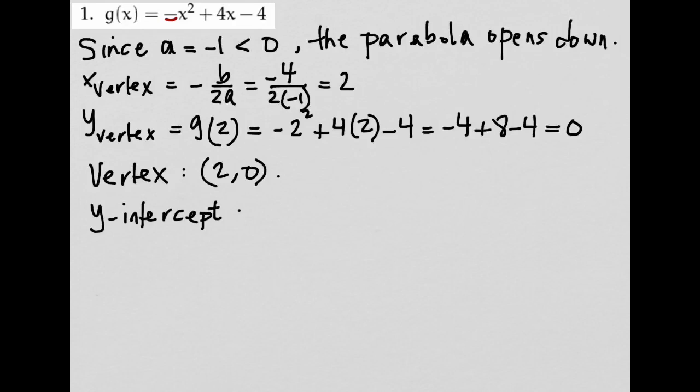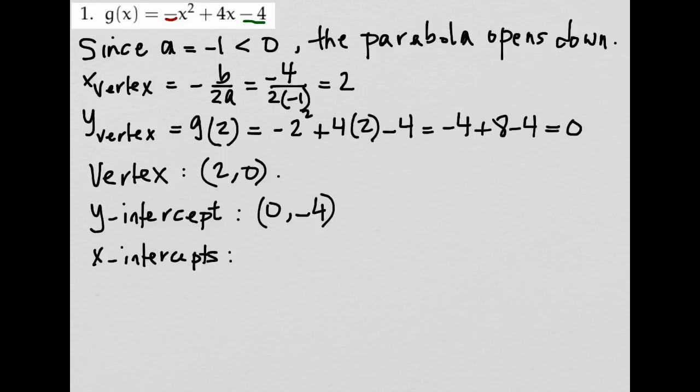We saw that that's given by the point 0, c. That's 0, and c is negative 4. So (0, -4) is our y-intercept. Now let's find the x-intercepts. This is where the parabola intersects the x-axis.